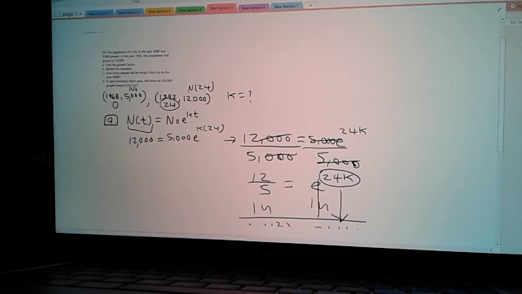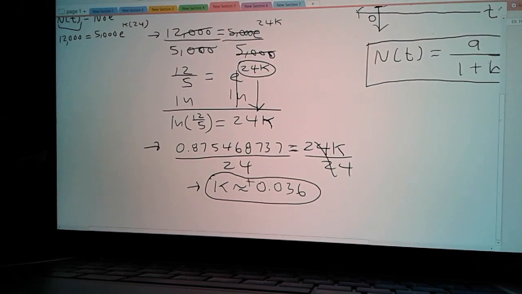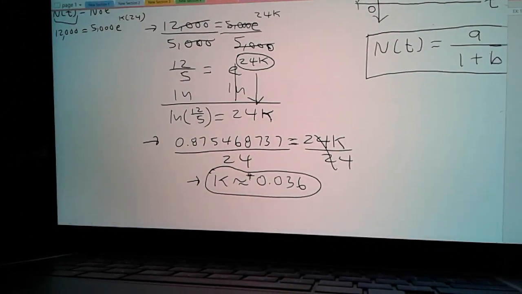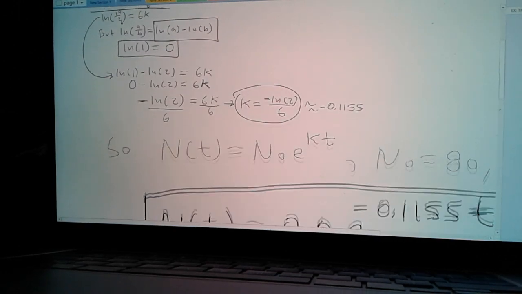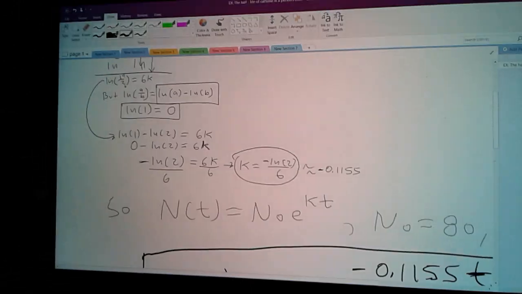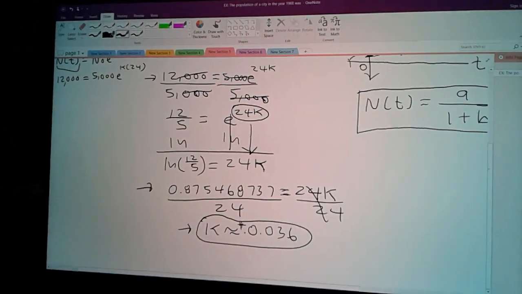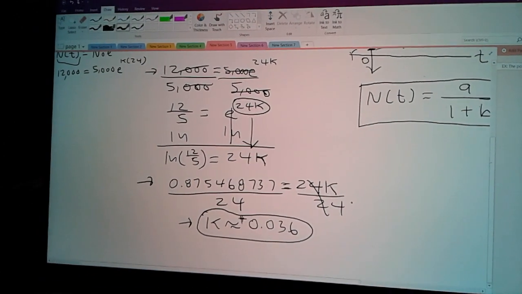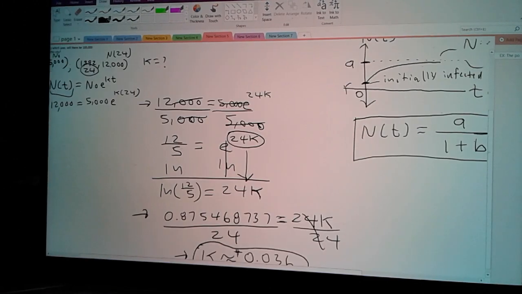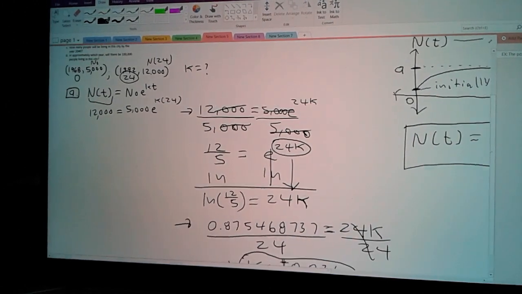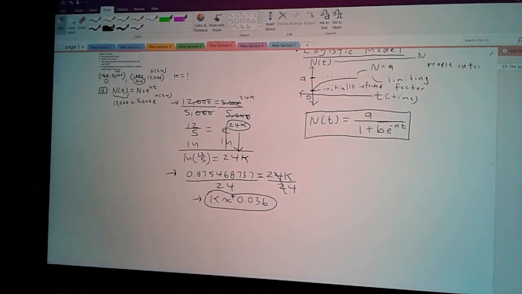So notice that it's positive, right? Because I'm dealing with population growth. In the last example, it was negative because it was exponential decay. See, it was negative 0.1155. Here it's positive 0.036. So that's part A.